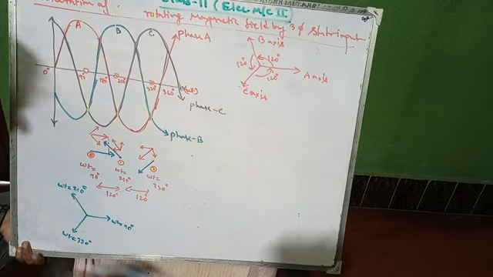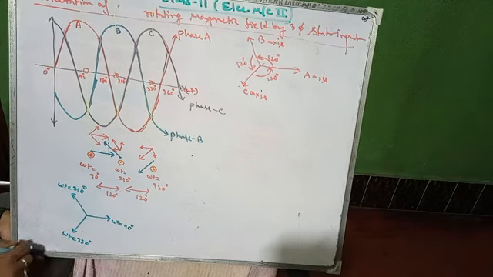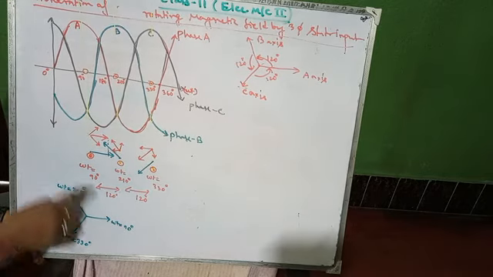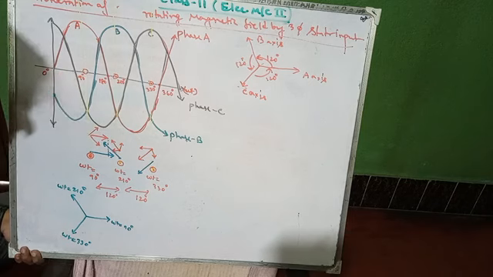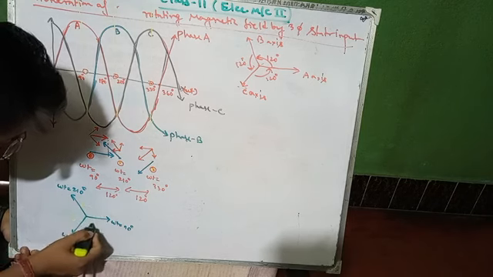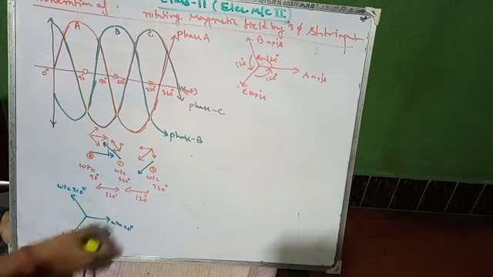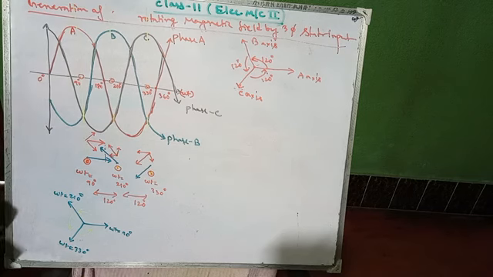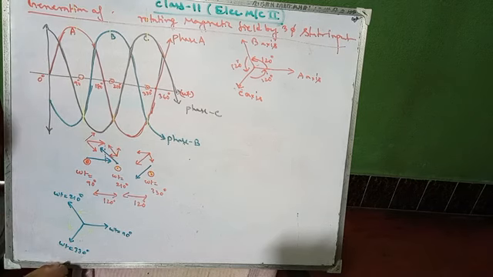So every 120° duration, it will rotate 120° in electrical degree, right? So this way it will rotate actually. So from here to here, and here to here, it is rotating. So resultant flux is rotating in air space. Okay.